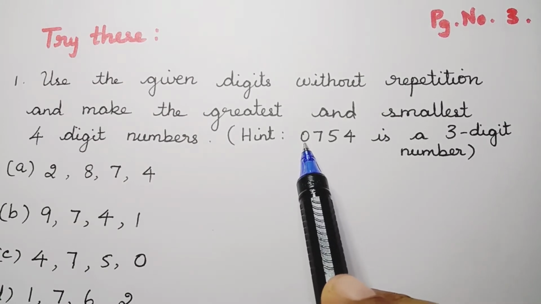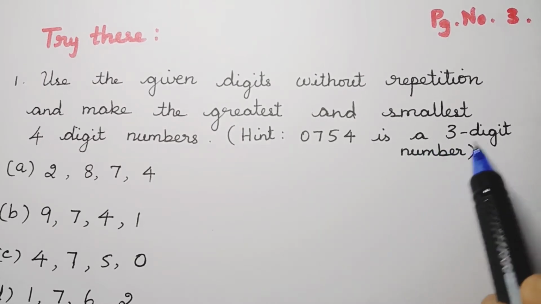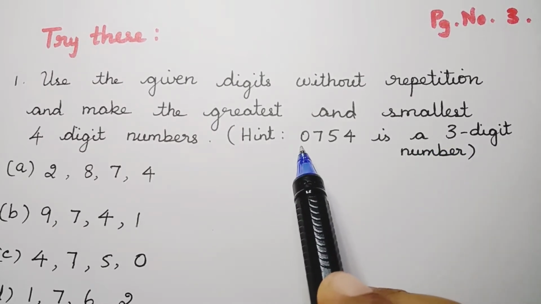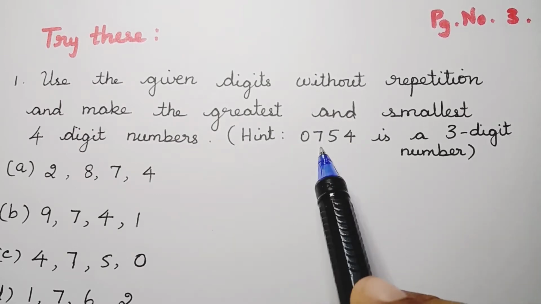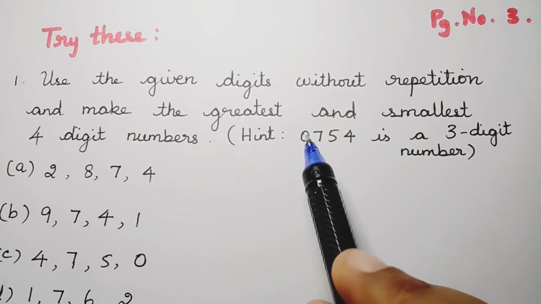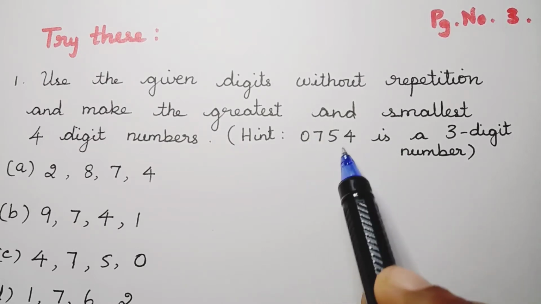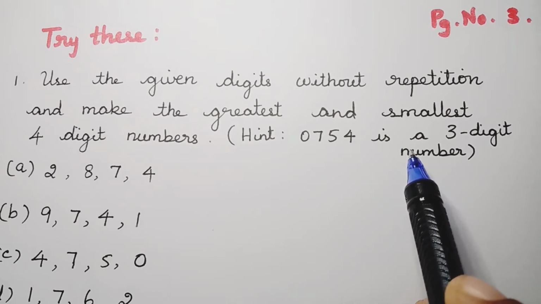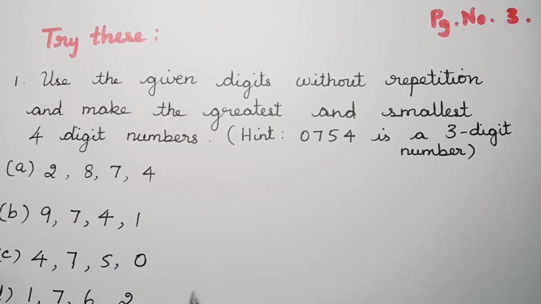Okay, so if the first digit is 0, then it is a 3-digit number. You all know, right? 0 at the first place doesn't have any value, so it will become 754. So no thousands are here, so 0 should not be at the first place, otherwise it will be considered a 3-digit number. Okay, so we will directly go to the solution, how to find out the greatest and smallest.